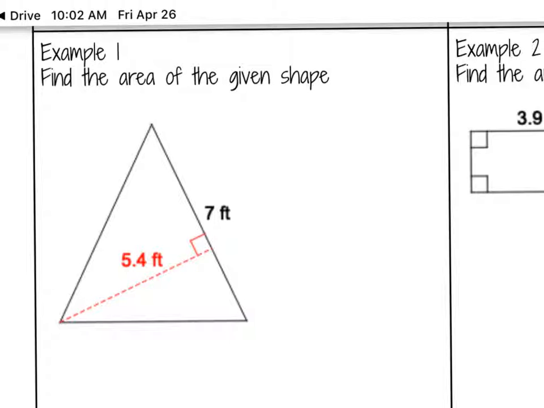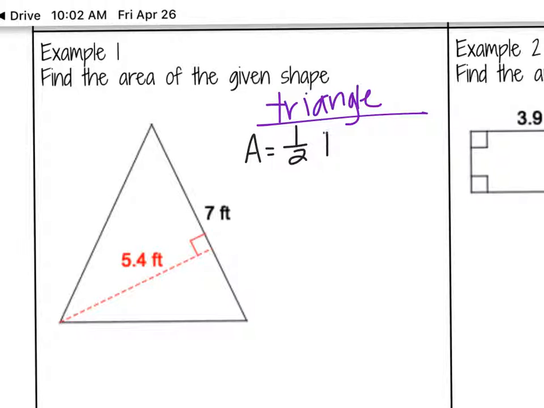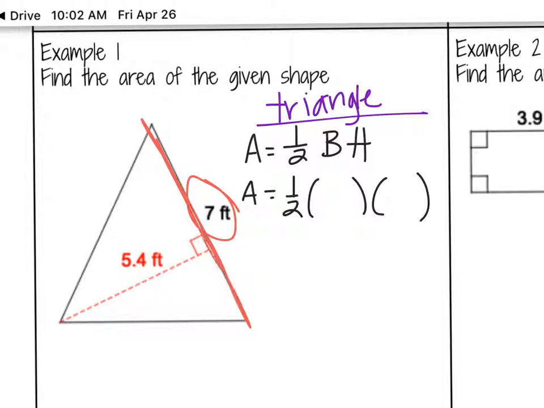All right, let's do example 1 together. First thing I need to do, what shape is this? It's a triangle. So that tells me to go back and look at my formulas. I find that the area is 1/2 base times height. So my area is 1/2. My base is over here this time, it's on the outside, 7, times my height of 5.4.